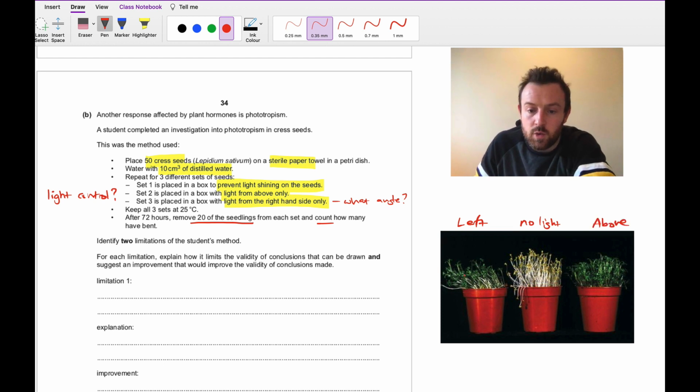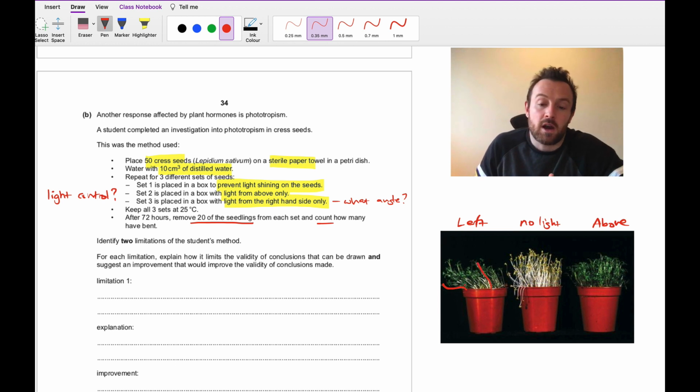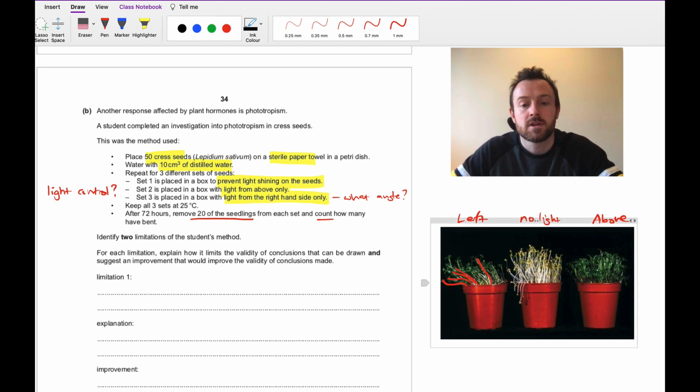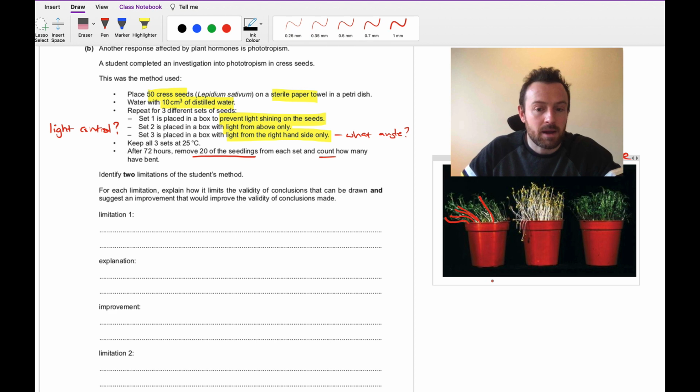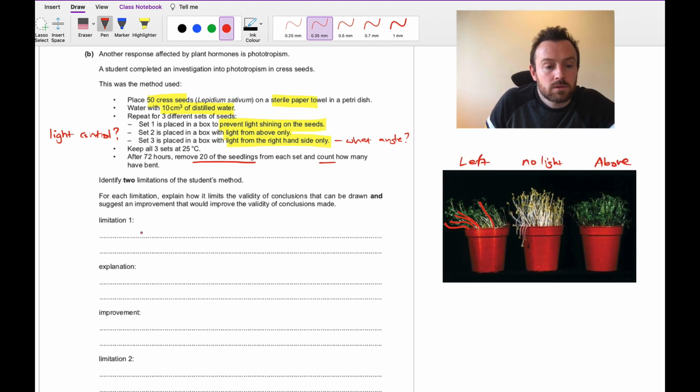Now, if we were measuring 20 of these seedlings here, how would we pick them? Would we pick, let's say, this one, which seems to be growing fully to the left, or would we pick, I don't know, this one? Maybe if we only selected these ones over here, we'd have a lot of bias incorporated if we're not selecting these ones over here. So those are some things we might be thinking about. So first of all, limitation. Maybe how to select 20.